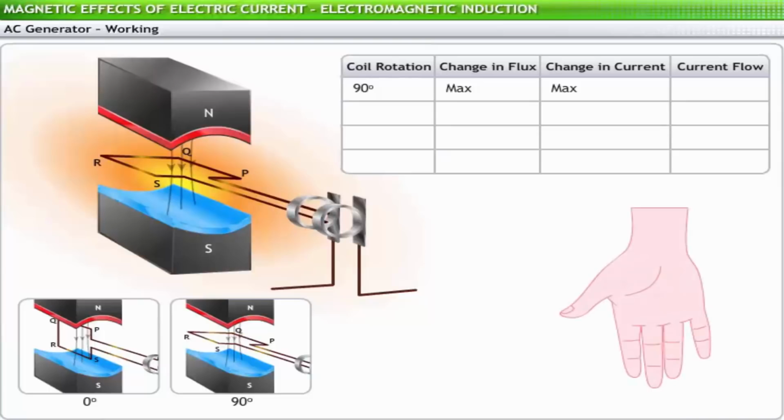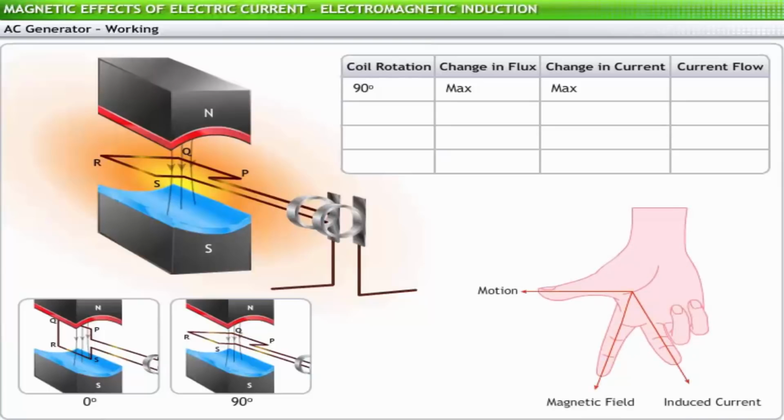The direction of current through each arm can be found using Fleming's right-hand rule. The current flows from brush B1 to brush B2.